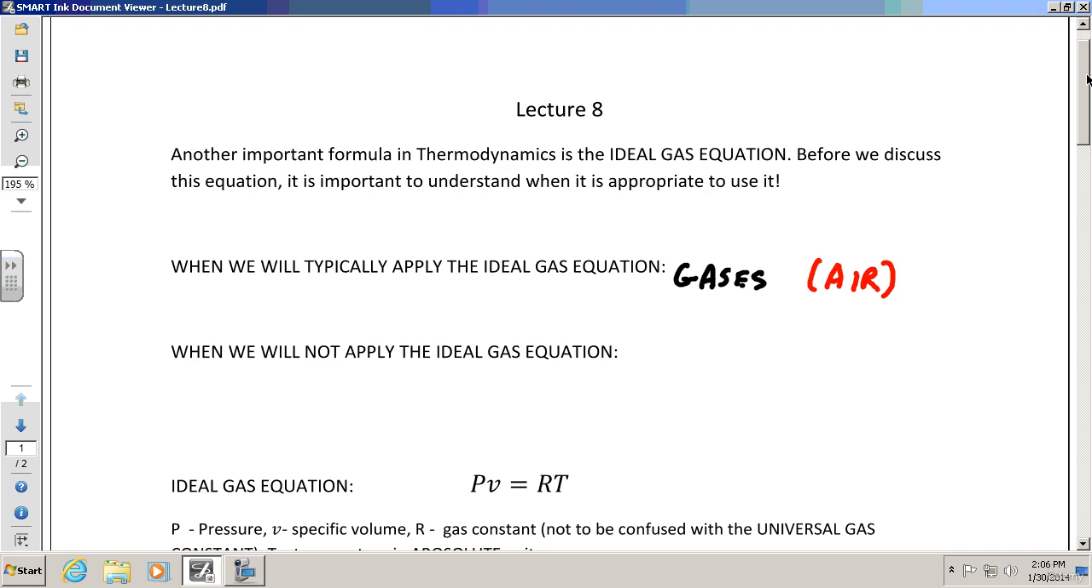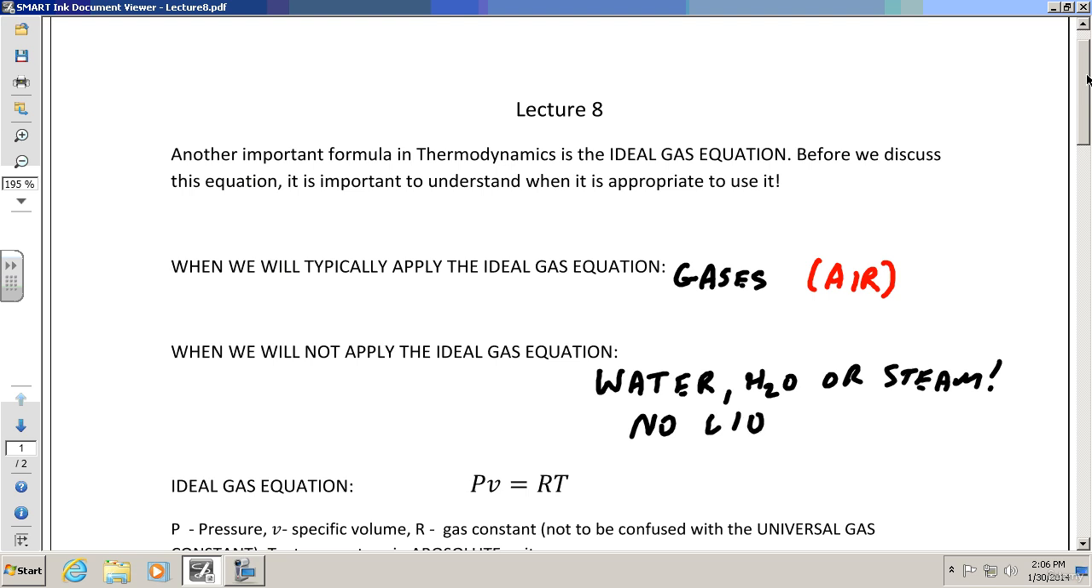Whereas, what do we not apply the ideal gas equation to? Well, water. Let's not apply it to water, okay? H2O or steam, okay? None of those, okay? No liquids. No liquids, no solids, please. Okay? None of that, okay? We have tables for steam. Don't apply the ideal gas equation to steam.